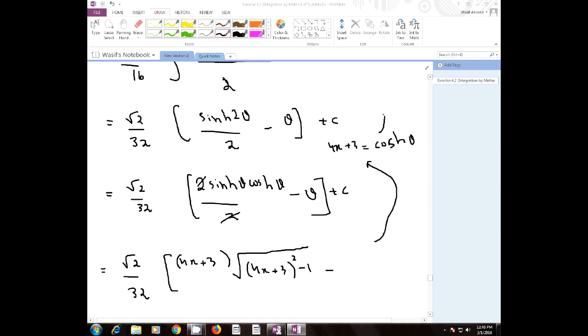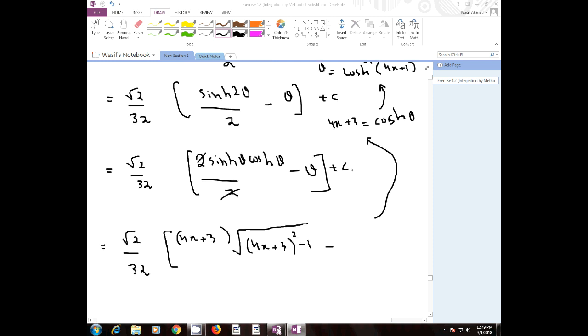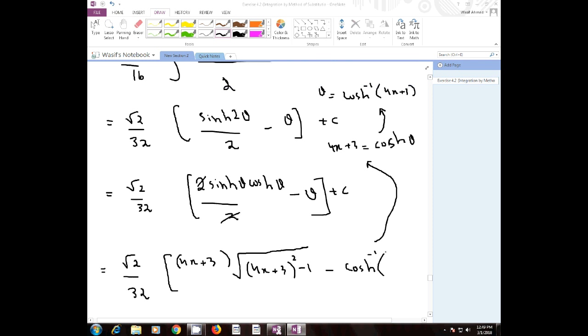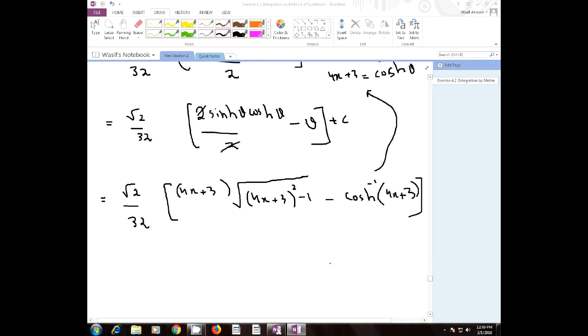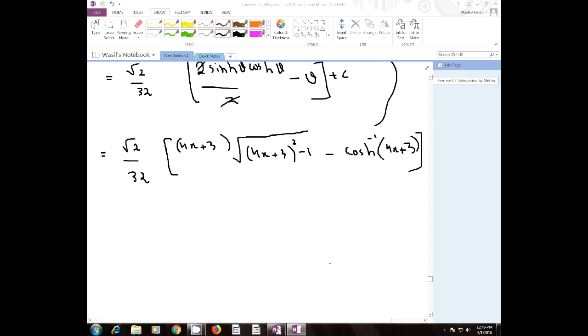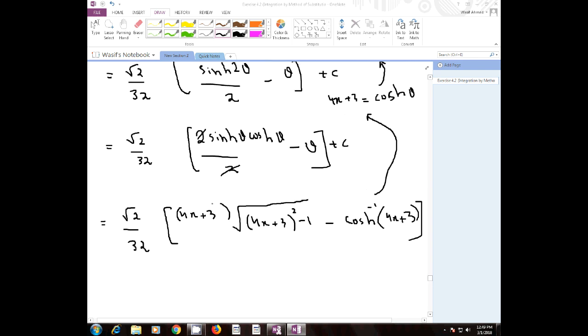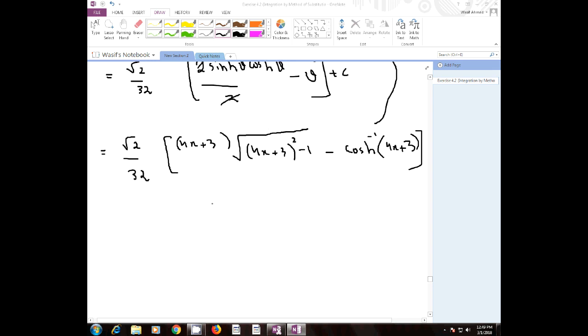And then there is theta. Theta can be found from here, simply equal to cos hyperbolic inverse 4x plus 3 is equal to theta. So this is the value of theta. Substitute this value here, you have cos hyperbolic inverse 4x plus 3. Apply these values. You can also simplify it further.